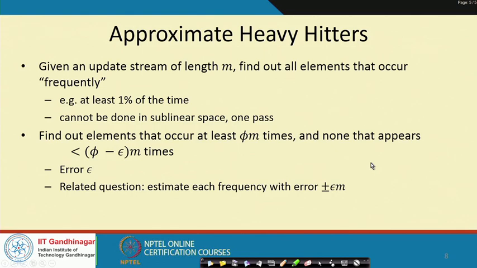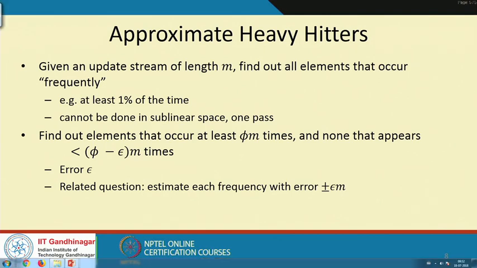Okay, so let us try to define what we mean by approximation. By the way, this particular problem, the question of finding out the frequency of the most frequent elements, has various names in literature. It is called heavy hitters, it is called elephants versus mice, and so on. And they all really are talking about the same problem.